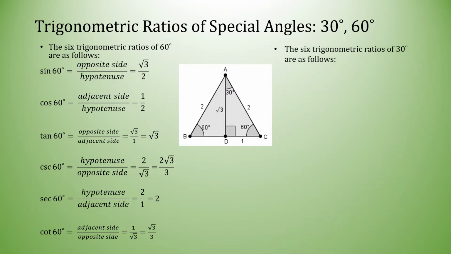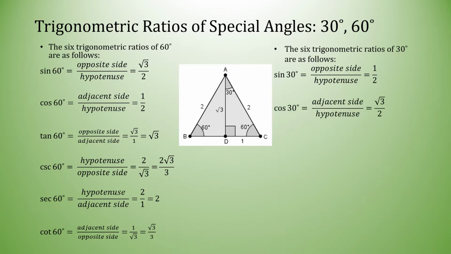Now we are going to get the 6 trigonometric ratios of 30 degrees. So we have sine 30 degrees is equal to the opposite side over the hypotenuse, which is equal to 1 over 2. So the value of sine 30 degrees is equal to 1/2. Next is cosine 30 degrees is equal to the adjacent side over the hypotenuse, which is equal to square root of 3 over 2. So the value of cosine 30 degrees is equal to square root of 3 over 2. Next is tangent 30 degrees is equal to the opposite side over the adjacent side, which is equal to 1 over square root of 3. Then rationalizing the denominator, we obtain square root of 3 over 3. So the value of tangent 30 degrees is equal to square root of 3 over 3.